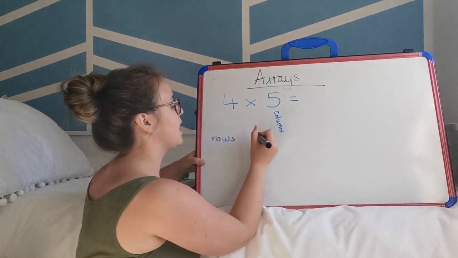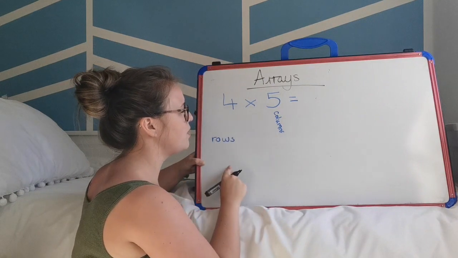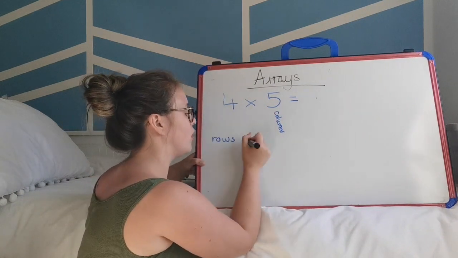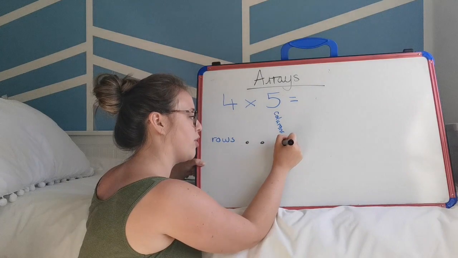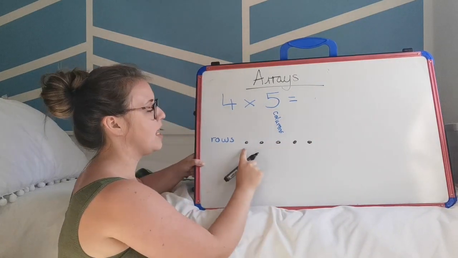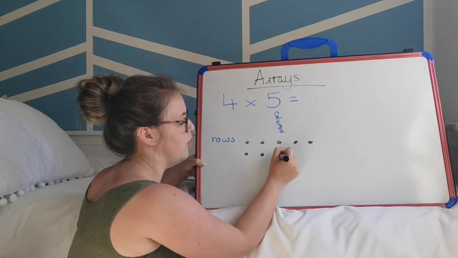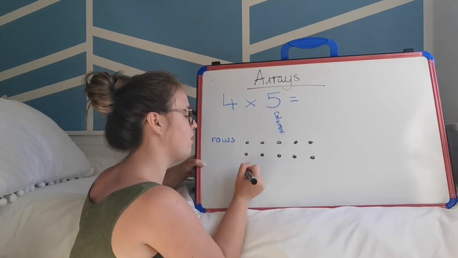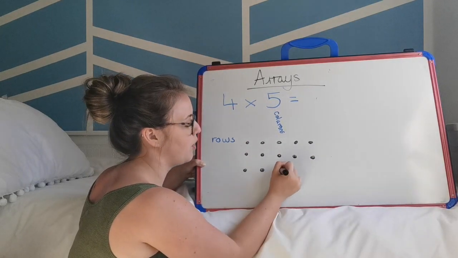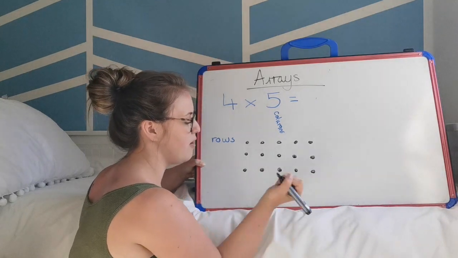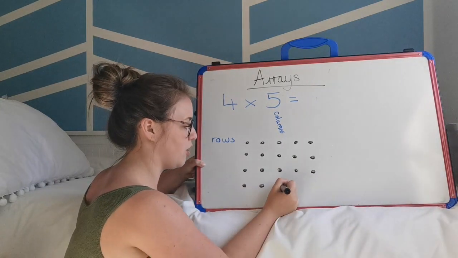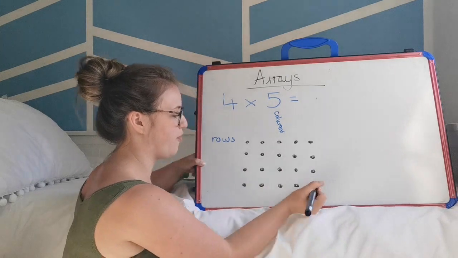So in this one here, I'm going to need 4 rows, and in each row I need 5 columns. So 1, 2, 3, 4, 5. This here is one group of 5. 1, 2, 3, 4, 5. And so on for each row.